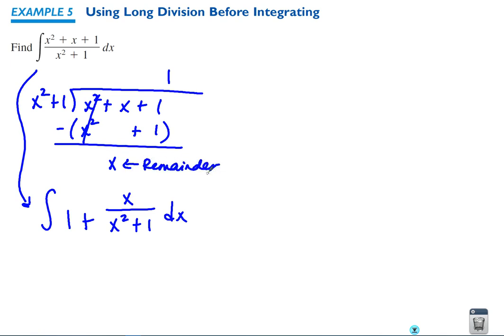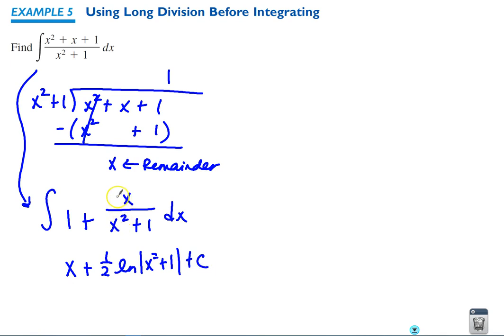And remember, we always write the remainder over our original denominator. So then I can rewrite this whole expression as the integral of 1 plus x over x squared plus 1 dx. Okay, and then the integral process is a lot simpler, because now the antiderivative of 1 is just x plus this guy right here, which is very similar to the integrals we did on the last page. This is going to be 1/2 natural log of the absolute value of x squared plus 1, plus c.